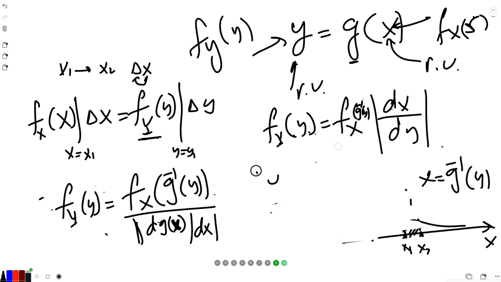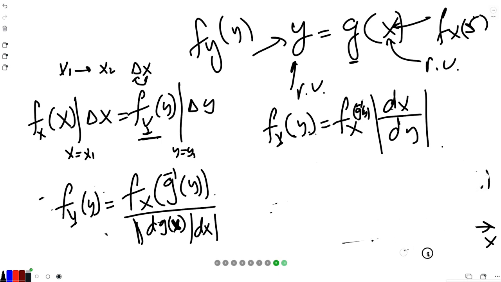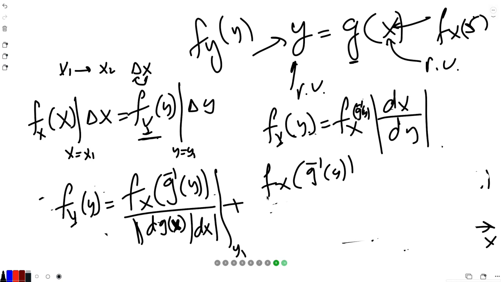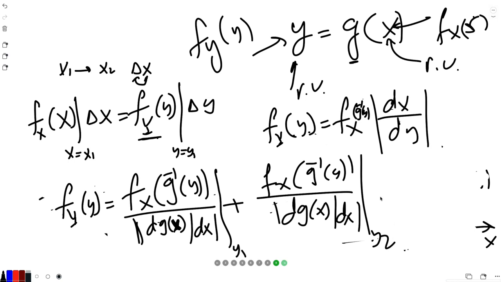If the function is not monotonic, then in general we can take the summation, for example at y1, the sum of f_X of g inverse of y divided by the absolute value of dg/dx, and at y2, and so on. So you can take the summation in this case. So this is the conversion related to this function. Of course, this could also be extended, because this is a one-to-one relation.